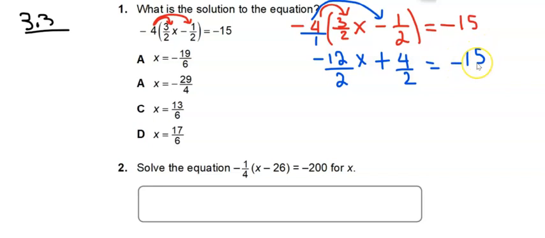Am I going too fast, or are you good? I'll give you guys some time at the end to touch things up. Before I do anything, let's look at the left side of the equation to see if I can clean things up a little. What's -12 divided by 2? -6. So I can simplify this first. That becomes -6x. And what is 4 divided by 2? 2.